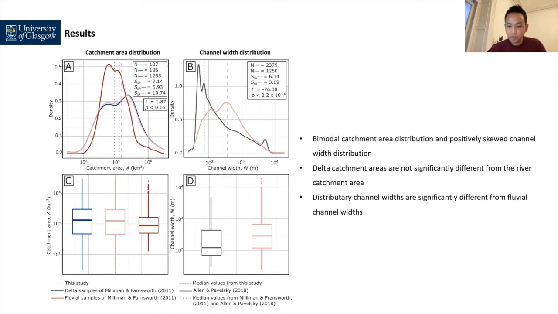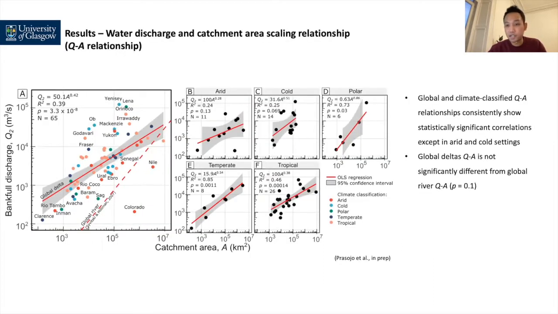So from here, these are the relationships that I found in terms of water discharge and catchment area. On the top left here is the global discharge and catchment area relationship for river deltas. And here I then classified them based on the climate. We have the arid, cold, tropical, and so on. As you may see here, the global and the climate-classified QA relationships are statistically significant, except in the arid and cold settings, because it's quite tricky there: we don't have quite continuous water discharge. So it's a bit tricky to define the bankfull discharge in those two specific climates.